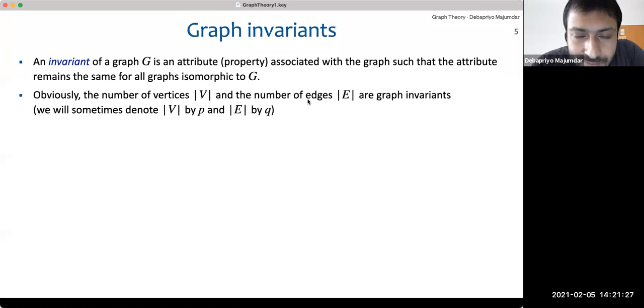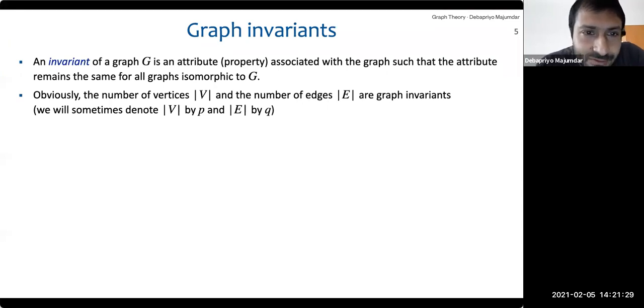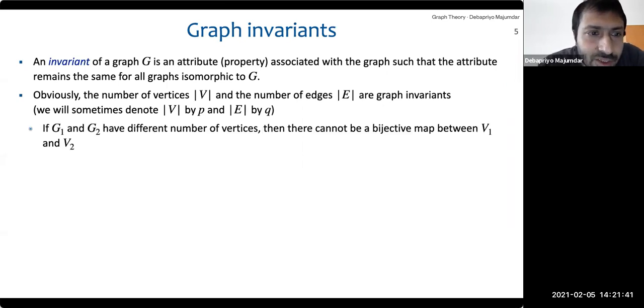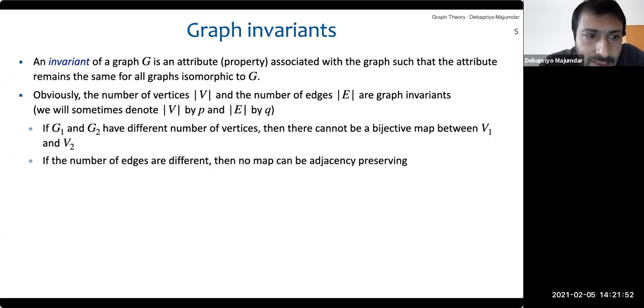Now I will leave this as an exercise for you. The number of vertices and the number of edges are graph invariants. What do you mean? If G1 and G2 have different numbers of vertices, then there cannot be a bijective map between V1 and V2 anyway, right? So that's a straightforward thing to look at. Now, if the numbers of edges are different, then also no map can be adjacency preserving.